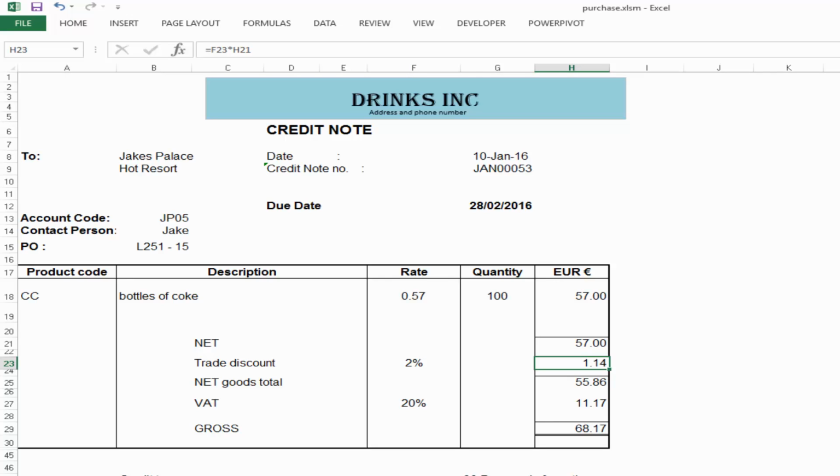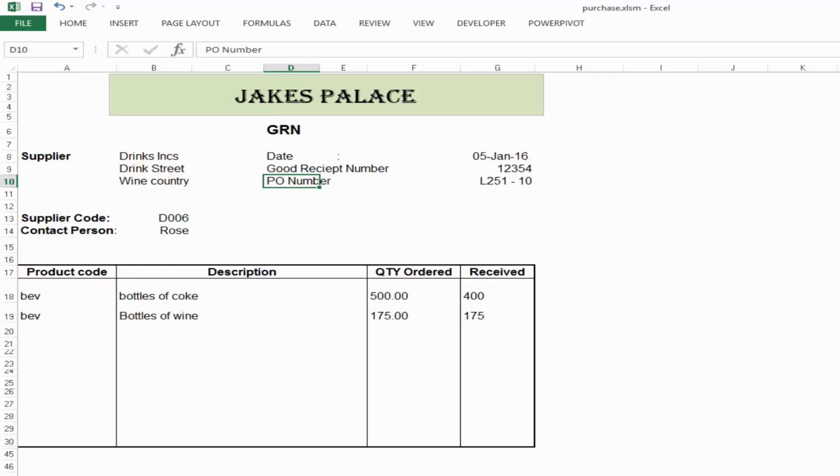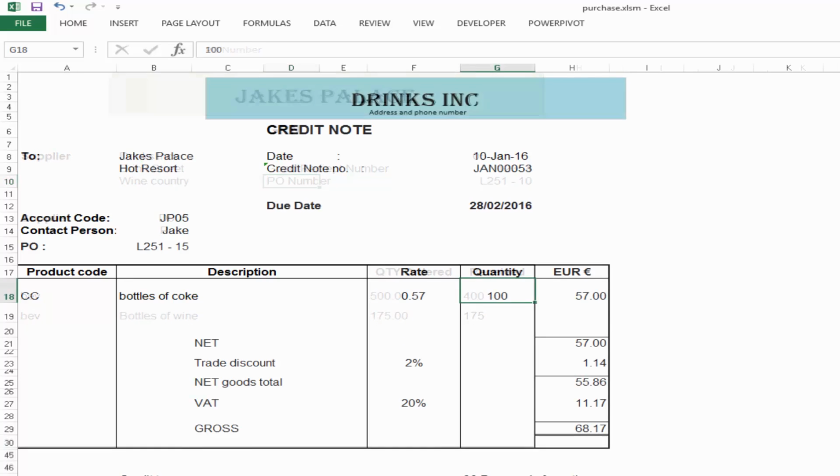The second check that we need to do is the quantity check. And have we been credited for the right quantity? Well, we know from our goods received note that we ordered 500, but we only got 400. So we should be credited for 100.